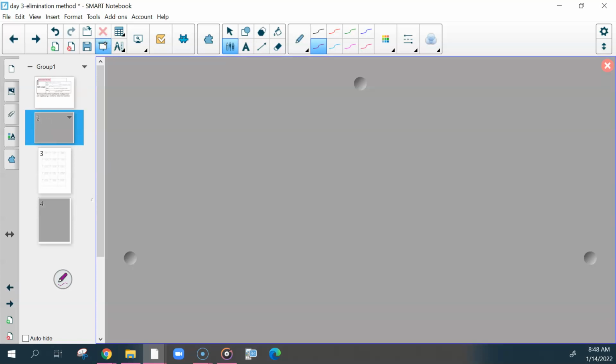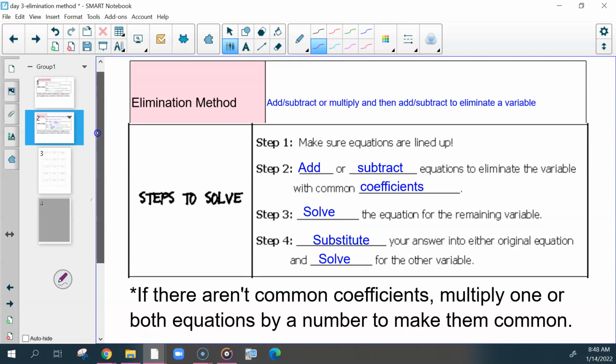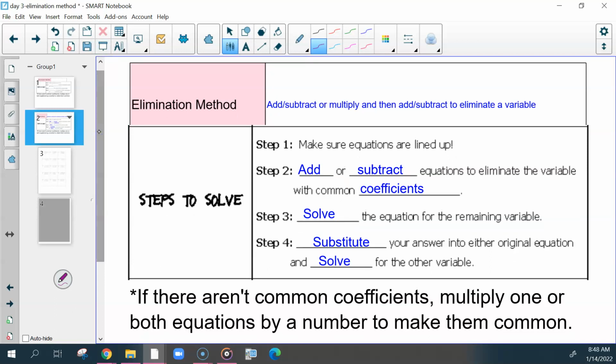I don't remember what all of these are, so I'm just going to pull this down. So at the top, this says add/subtract or multiply and then add or subtract to eliminate a variable. That's how we use the elimination method. The steps: 1, make sure your equations are lined up. That means x with x, y with y, your constants together. Step 2, add or subtract equations to eliminate the variable with common coefficients, so the number in front of x or y.